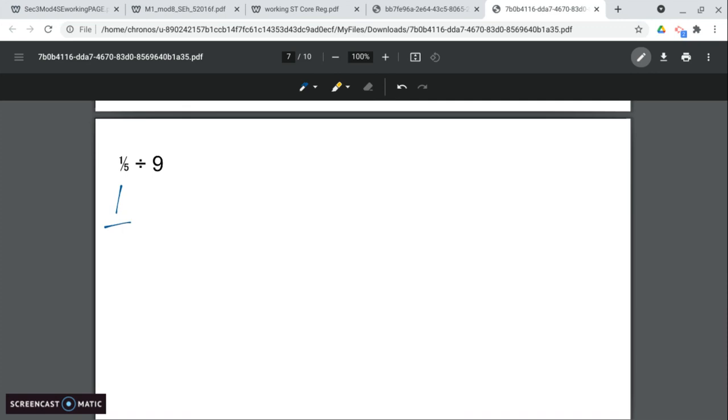All right, we've got 1/5 divided by 9. So 1/5, keep the first one the same, then times, and then flip. So 1/9. 1 times 1 is 1. 5 times 9 is 45.